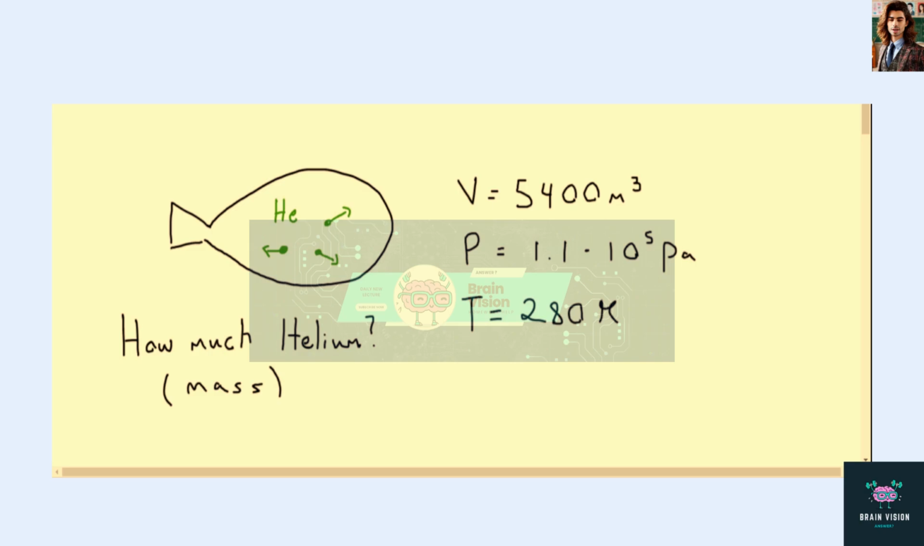In this example, we want to calculate how much helium, in terms of the mass of helium, is in a blimp with a volume of 5,400 meters cubed, an absolute pressure of 1.1 times 10 to the 5th pascals, and a temperature of 280 Kelvin.